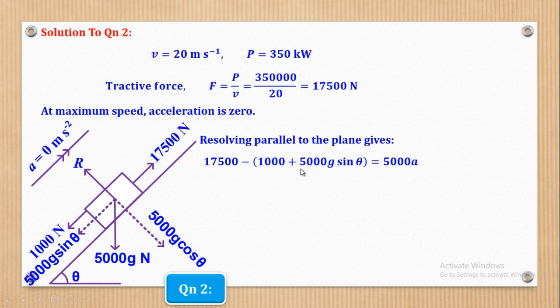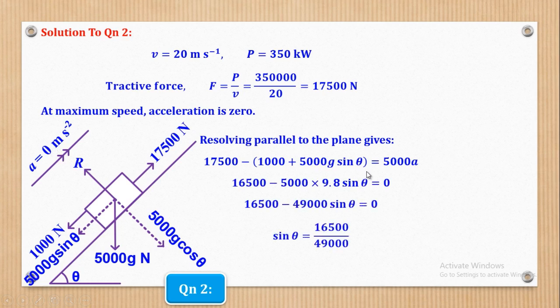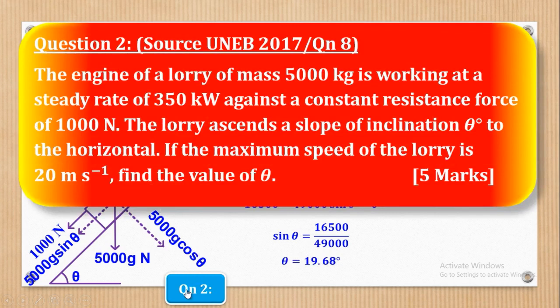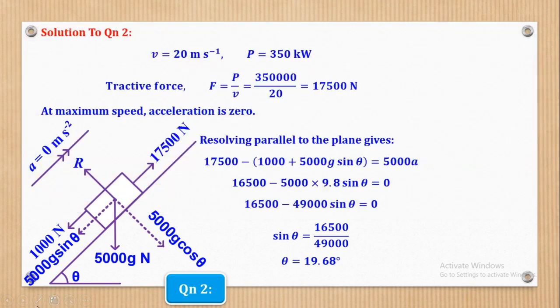I think you realize that we already know a as 0, so we shall substitute for a and for g, so that we remain with only one unknown, which is theta. And when I make theta the subject, I'll come up with theta being equal to 19.68 degrees. So basically that's what they wanted in this question, and now let's see how marks can be awarded.